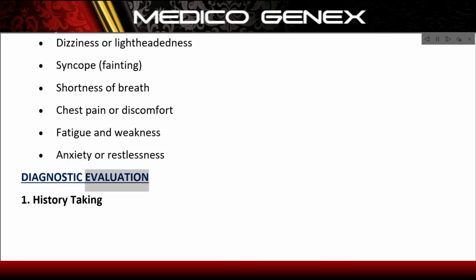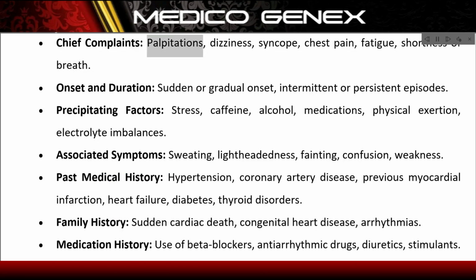Diagnostic evaluation. 1. History taking. Chief complaints, palpitations, dizziness, syncope, chest pain, fatigue, shortness of breath. Onset and duration, sudden or gradual onset, intermittent or persistent episodes. Precipitating factors, stress, caffeine, alcohol, medications, physical exertion, electrolyte imbalances. Associated symptoms, sweating, lightheadedness, fainting, confusion, weakness.